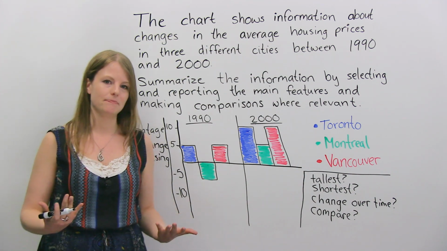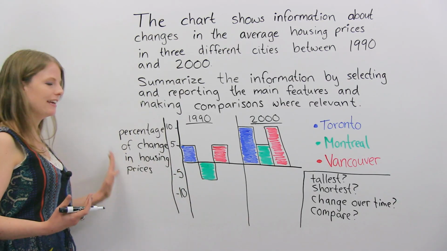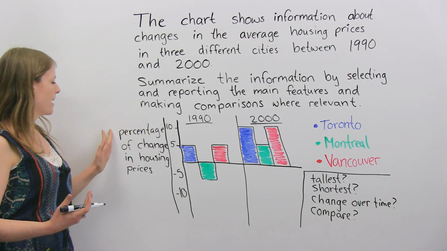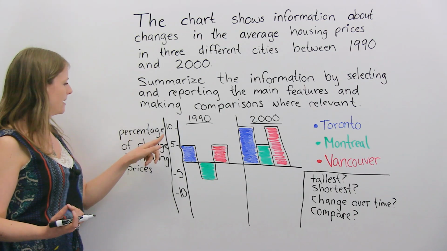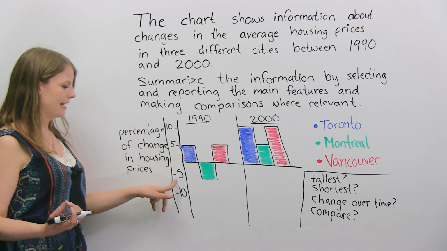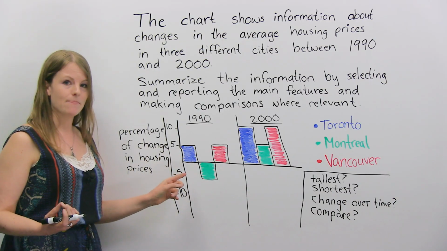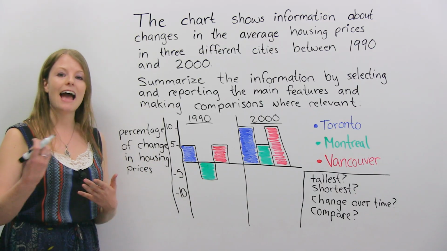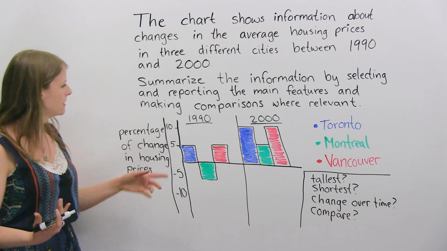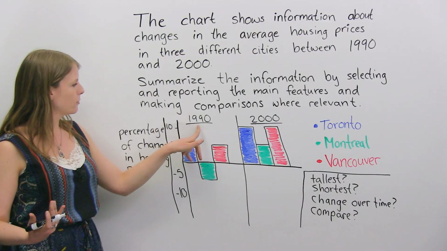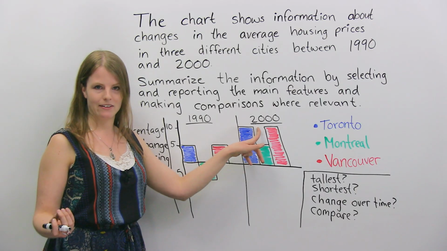What is happening here? Okay, so for example here, we have on this side, this is called the y-axis. We have the percentage of change in housing prices. Okay, so I see the word here percent, and I see the numbers 10, 5, -5, and -10. So this is showing percent, okay? And what kind of percent is it showing? Housing prices. So the cost of buying a house. How has it changed over time? And then I can also look here and here. Okay, so we're looking at the year 1990, and we're comparing it to 2000.